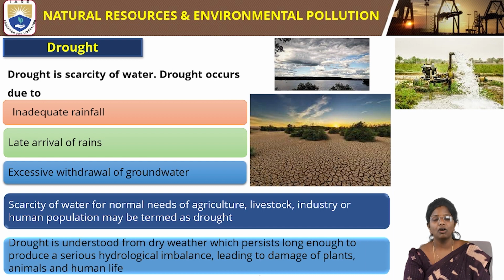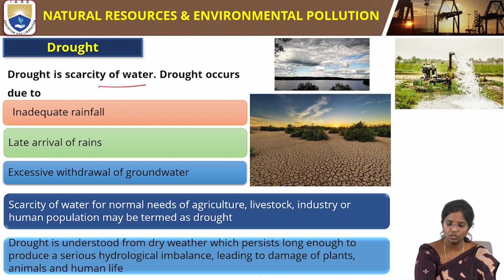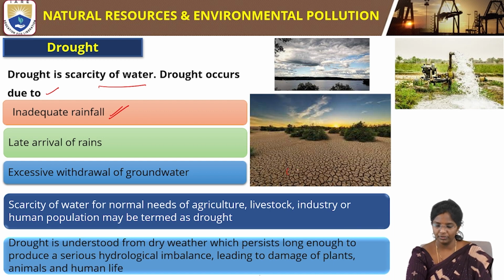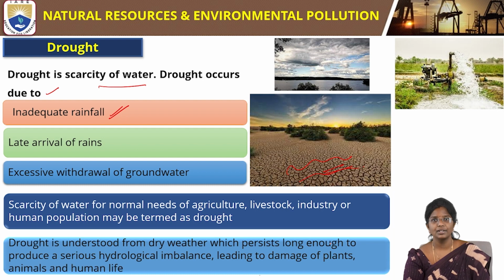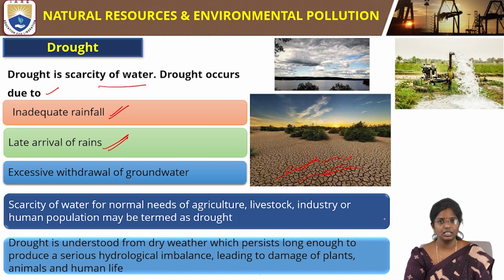Next, drought. Drought is scarcity of water. So drought occurs due to inadequate rainfall. So whenever there is no rainfall, this is how the land is cracked. With no rainfall and the heat, the land gets heated up and cracked. Late arrival of rains is also one of the reasons for scarcity of water. Whenever there is a late arrival of rains in the rainy season, the crops will not get sufficient water.